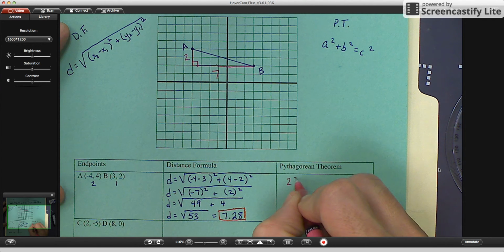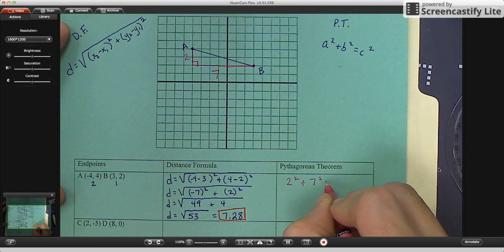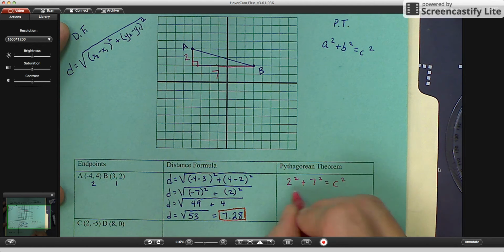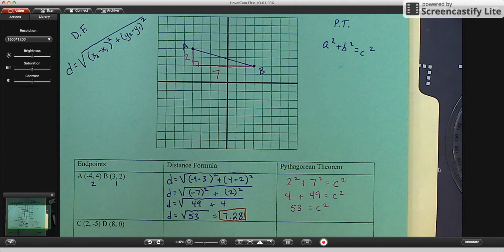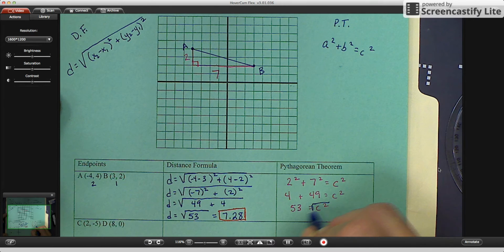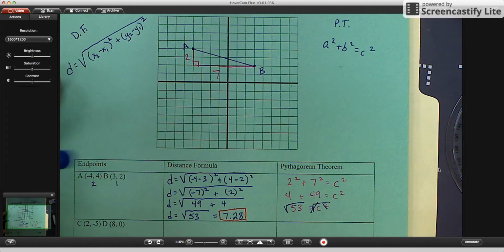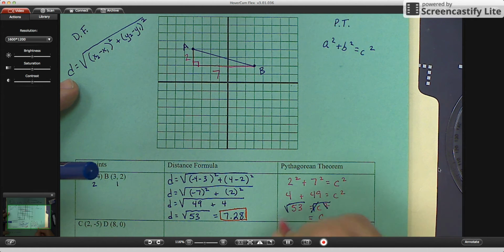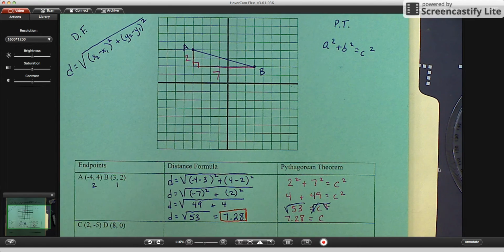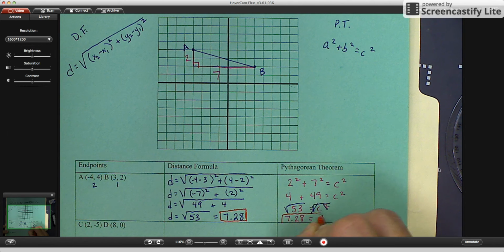So those are my legs. So 2 squared plus 7 squared is equal to c squared. 2 squared is 4. 7 squared is 49, is equal to c squared. 49 plus 4 would be 53 is equal to c squared. As we did in class the other day, we are going to square root both sides. And the square root of something squared just leaves it to be itself. And then the square root of 53 we learned already was 7.28. And that would be the distance using the Pythagorean theorem.